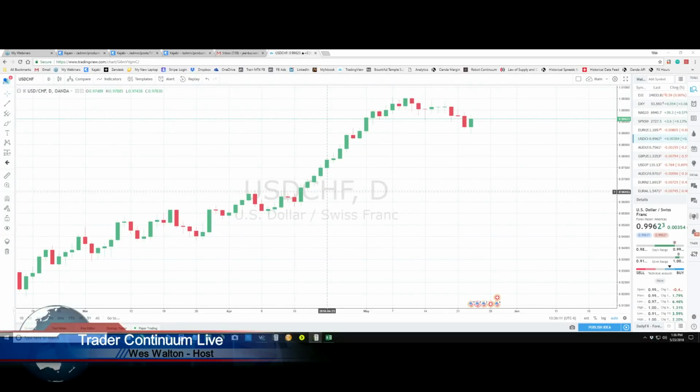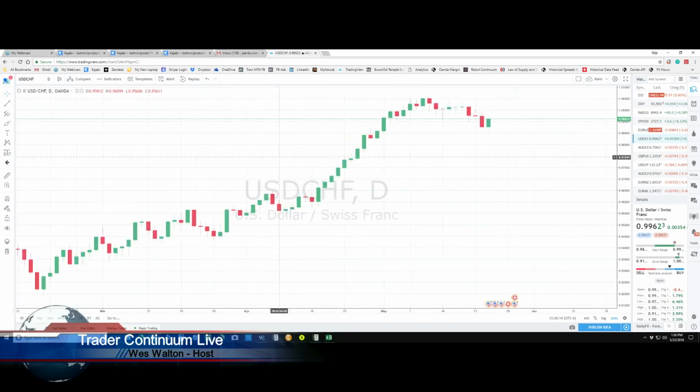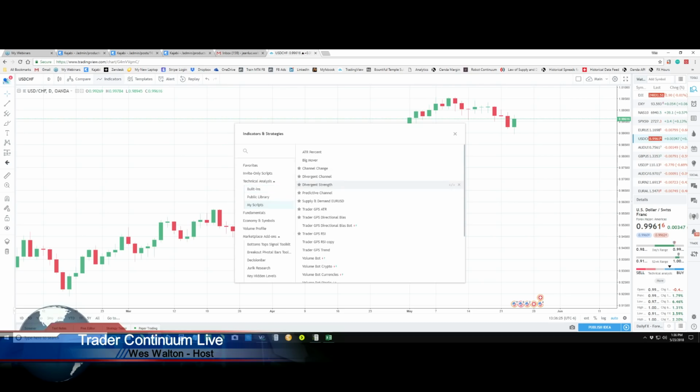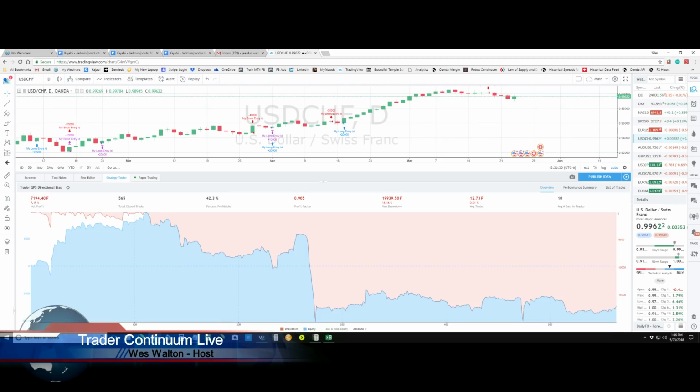So let's go ahead and take a look at this robot, and for that we'll need to switch over to my chart. Okay, I'm going to stick with the US dollar Swiss franc, and let me bring up the My Scripts section, and we want the directional bias bot. All right, so far this doesn't look very promising, but that's just because the settings are defaulted to some settings that are not actually functional.